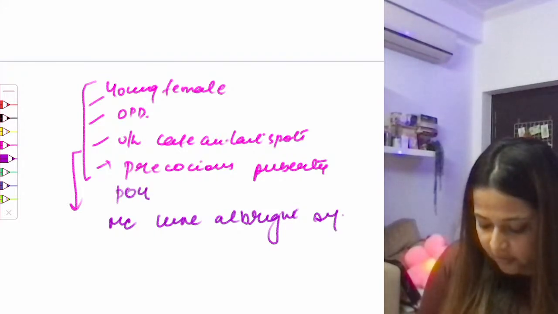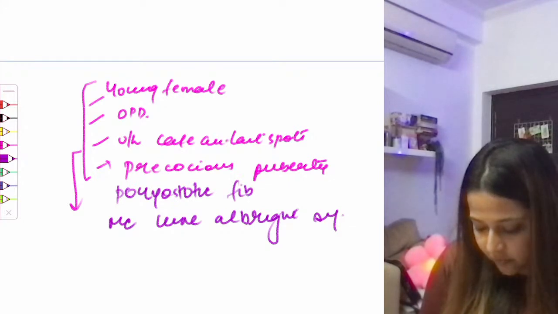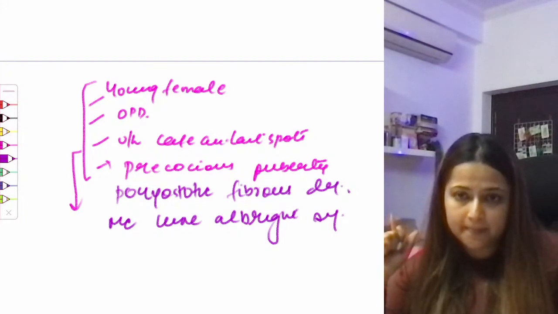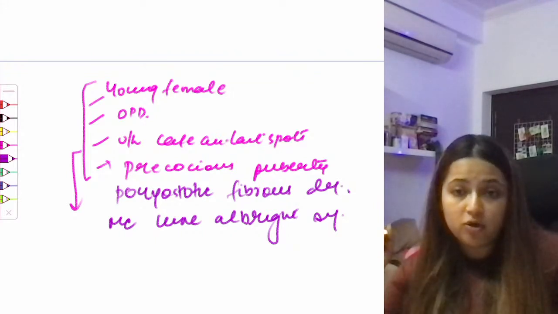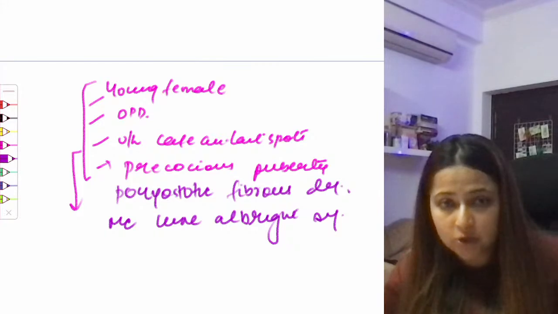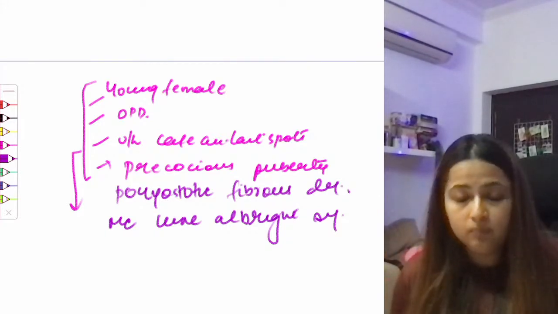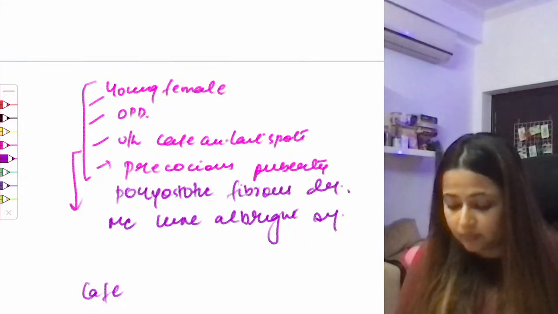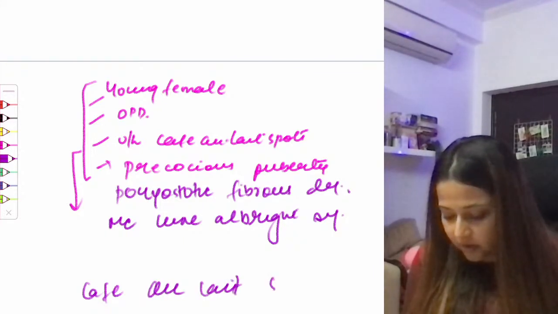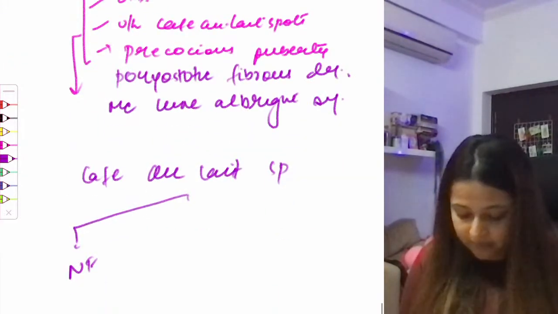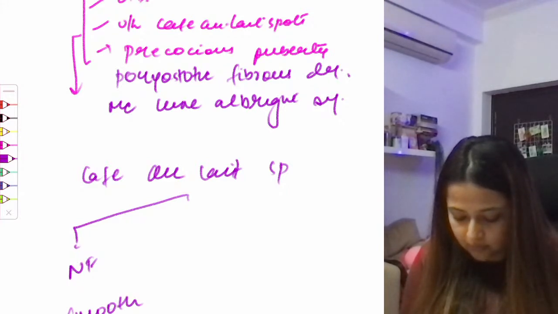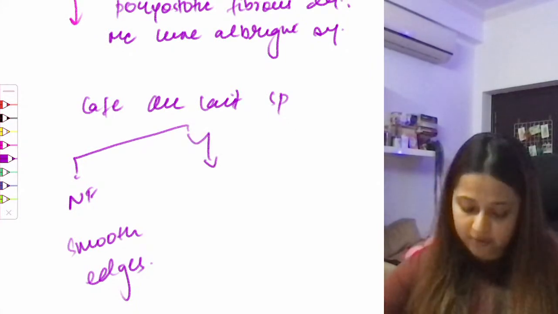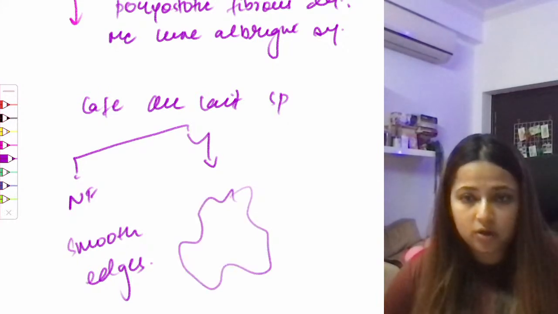There is polyostotic fibrous dysplasia also. So it has been seen that the cafe au lait spots are seen on the same side where there is fibrous dysplasia. So how would you differentiate the cafe au lait spots seen in neurofibromatosis from the cafe au lait spots seen in McCune-Albright? The question is going to hint towards very important points. If you compare them, the cafe au lait spots in neurofibromatosis have very smooth edges, whereas the cafe au lait spots in McCune-Albright syndrome have very irregular or rough edges.